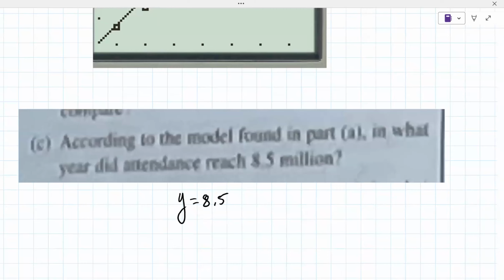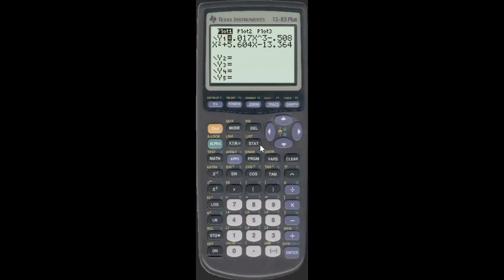All right, so I'm going to do that next. I'm going to go back to the graphing calculator and in y2 enter 8.5. And we're going to graph this and we should see a horizontal line. Boom, there it is. Now the next thing I can do is do what's called a second calc intersect, which is number 5 down there.